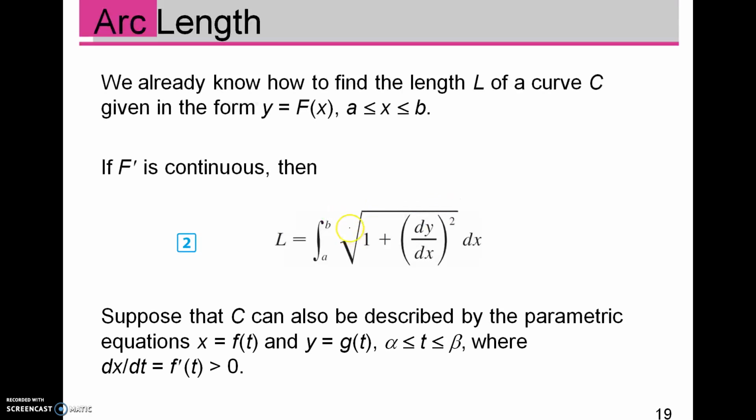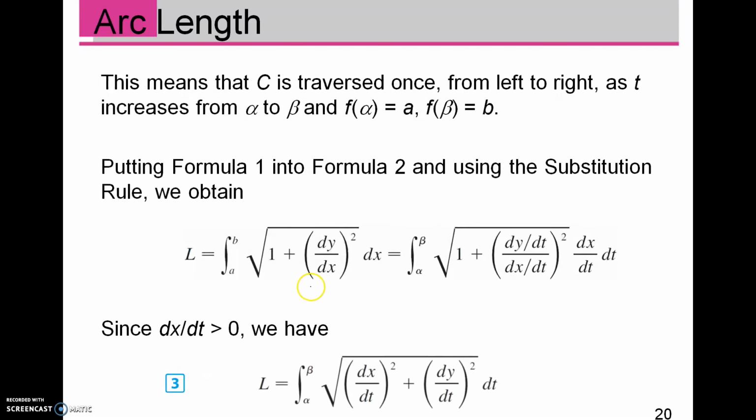All right, now to arc length. From chapter 8, I believe, you learned that arc length is the integral from a to b of the square root of 1 plus dy dx squared dx. So this is going to give you a length. Suppose that C can also be described by the parametric equations f of t, g of t, from alpha to beta, where dx dt, which is f prime of t, is greater than 0. You can look through the book in 10.2 to read through this.